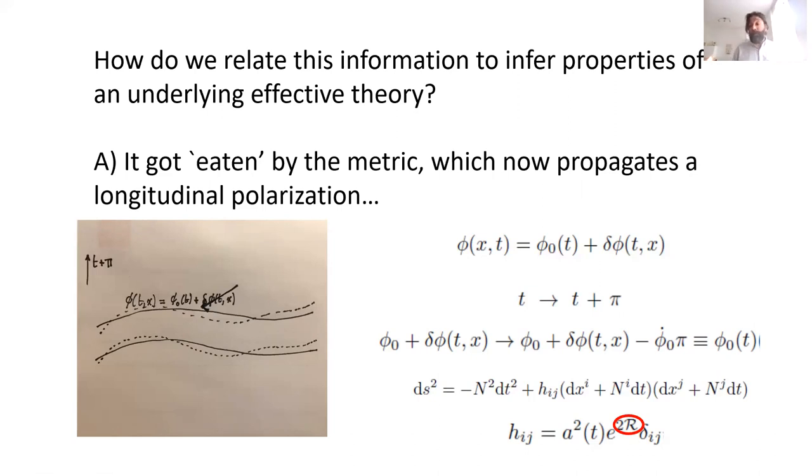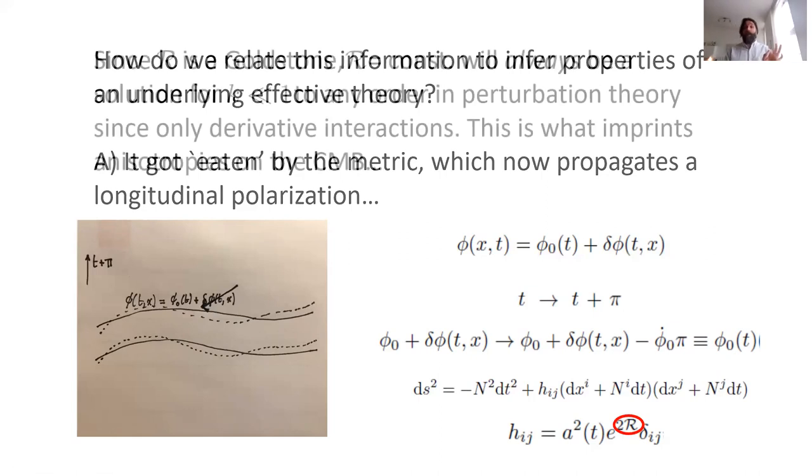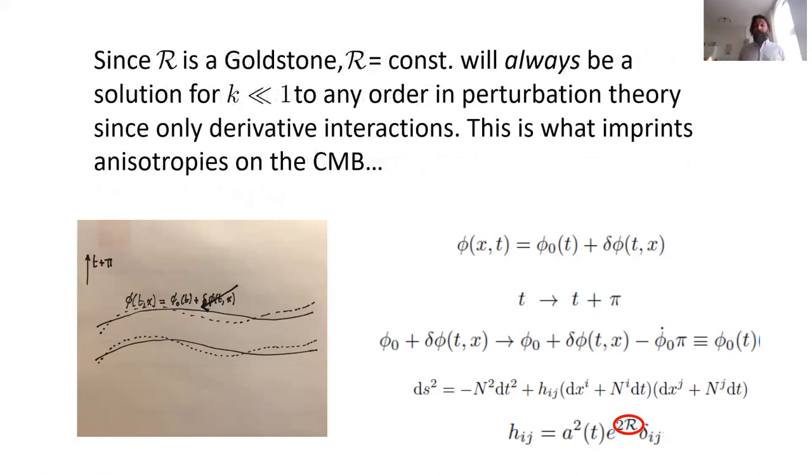And the reason we do this is because it idiot proofs the computation. Because it turns out that this curly R is a Goldstone, right? And so this is really, you know, all the people that are really trying to understand, is this the gravitational equivalent of the Higgs?